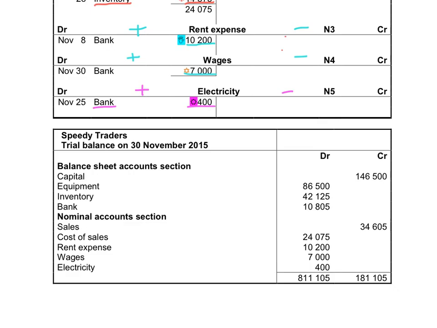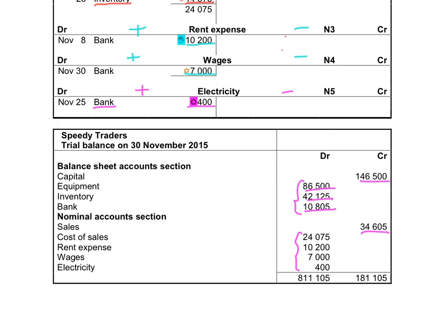Capital has a credit balance, so we will show the balance on the credit side. All your assets have debit balances, so the balance brought down in these accounts was on the debit side, therefore we will record it on the debit side of the trial balance. Sales is an income. Income always has a credit balance, and all the expenses that we paid will all have debit balances because expenses increase on the debit side and the balance is always on the debit side.